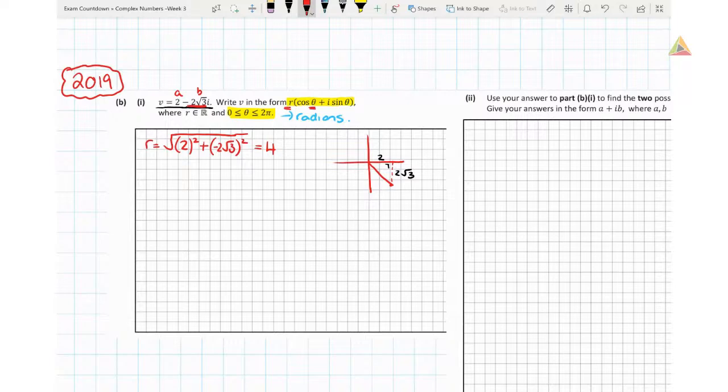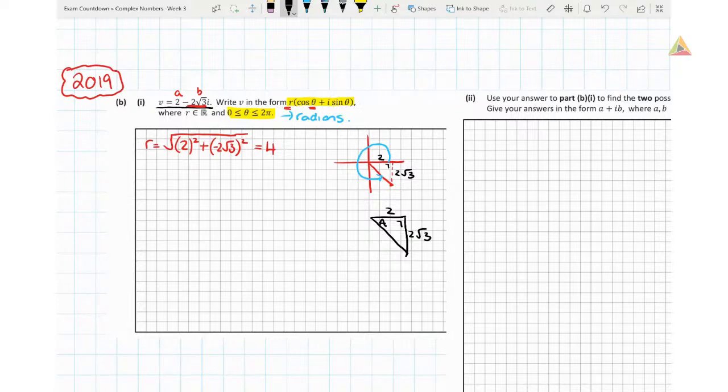The second thing for polar form is my theta. So remember, as we said the last time, your theta always comes from the positive sense of the real axis, and it always goes anti-clockwise like this. So that in blue is going to be my theta. This triangle here, I'm just going to make it a little bit bigger for you. That triangle there is going to help me to find the angle. I'm going to call it A.